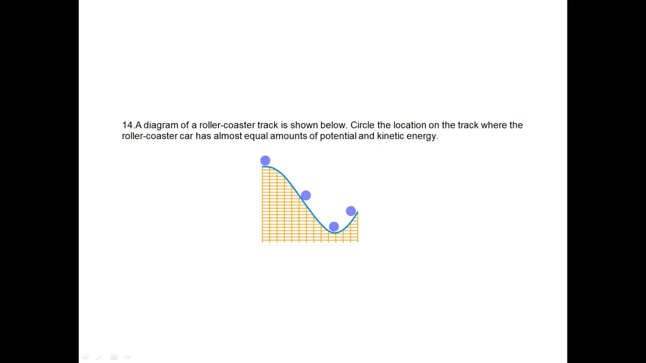Question number 14. A diagram of a roller coaster track is shown below. Circle the location on the track where the roller coaster car has almost equal amounts of potential and kinetic energy.